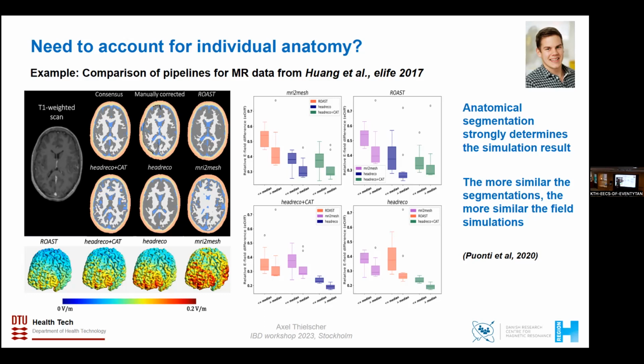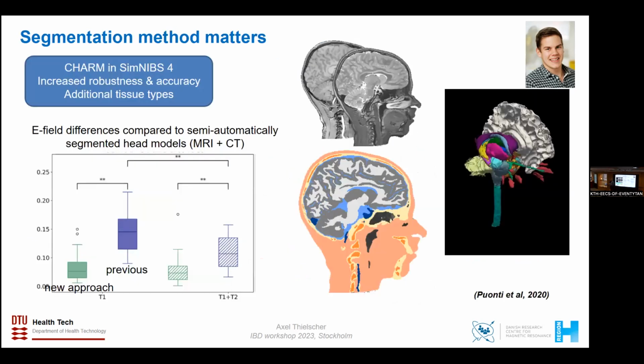Well, very simple thing is, yes, when you have heads which are more similar, the segmentations are more similar from two segmentations, then also the electric fields are more similar to each other. It's a very simple point to make. So anatomy matters a lot, and when you converge on how you segment the anatomy from the MR scan, then you can also converge on how the electric fields are calculated. So it seems to be important, so we worked a bit further on it.